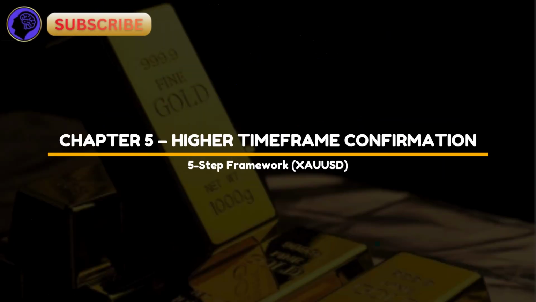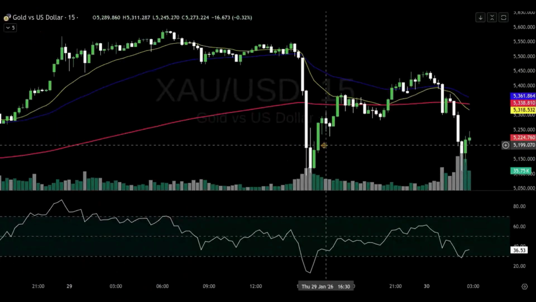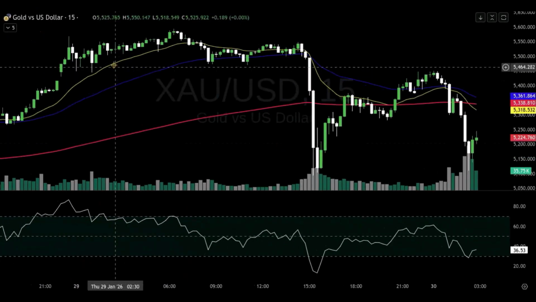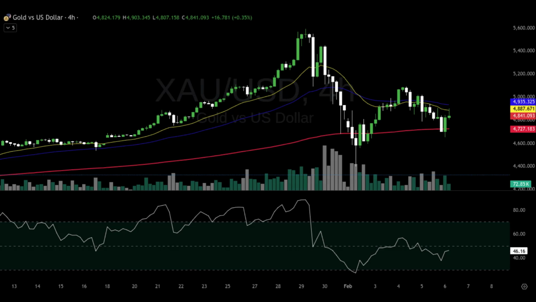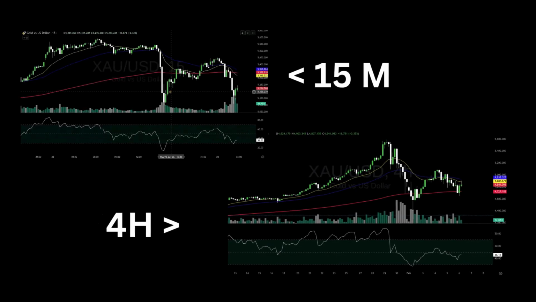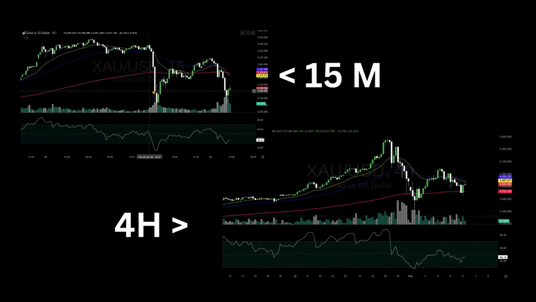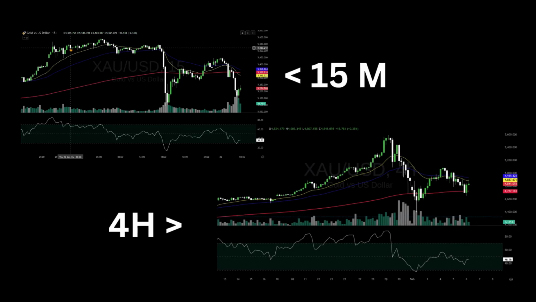Chapter 5, Higher Time Frame Confirmation. This is the step most traders skip. Let's move from the 15-minute chart to the 4-hour chart. Notice something interesting. The 15-minute chart looks bearish. But the 4-hour chart is still bullish. This tells us the move may only be a pullback.